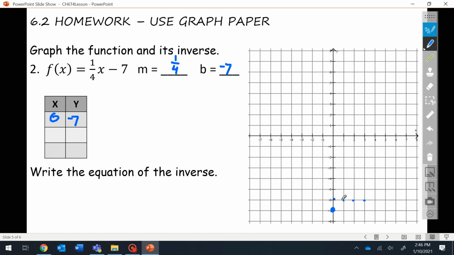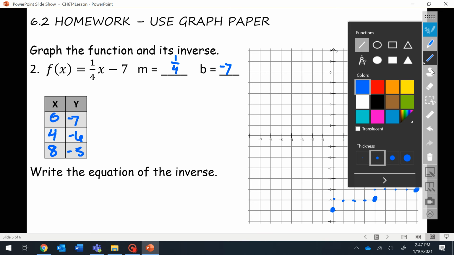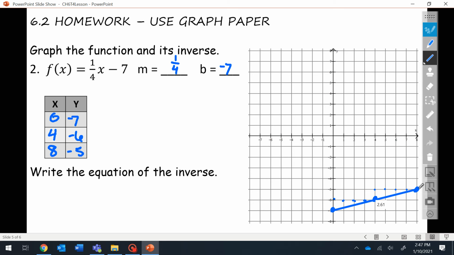So up 1, and then 1, 2, 3, 4. And that's my next point, and that's the point 4, negative 6. And then if I want another point, I'll go up 1, and then over 1, 2, 3, 4. And that is the point 8, negative 5. All right, let's connect these to make a line. All right, so this is the graph of my original function.